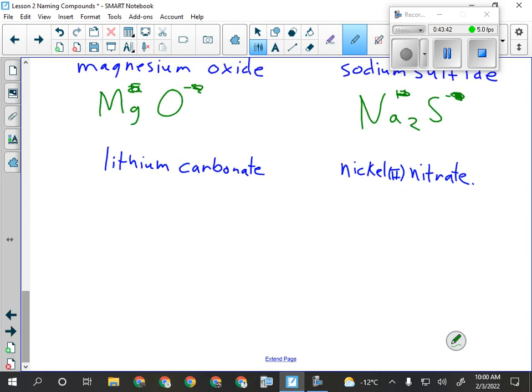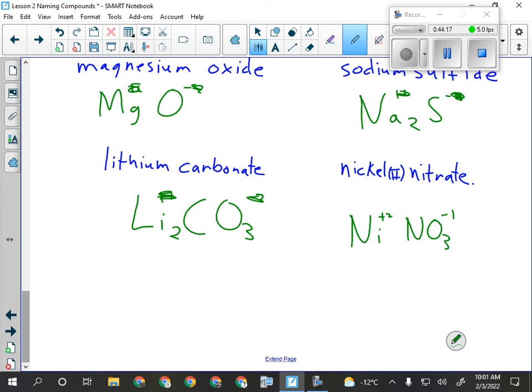For lithium carbonate, lithium is Li, it's a plus 1, carbonate is CO3, and it's a minus 2. Okay, so when I drop and swap, the 1 would go here, we don't write 1s, so I don't need to do that, okay, and the 2 would go here. In this case, I don't need brackets because I'm not putting a number beside the carbonates. Okay, I would need brackets if a number was going beside the 3, but it's not. Okay, and then lastly, nickel 2 nitrate. So nickel is a plus 2. Nitrate is a minus 1. So the 1 would go here, and the 2 would go here, which means that would need to be enclosed in brackets.